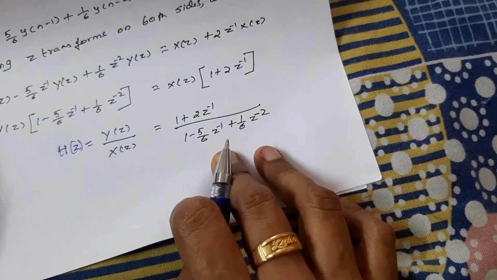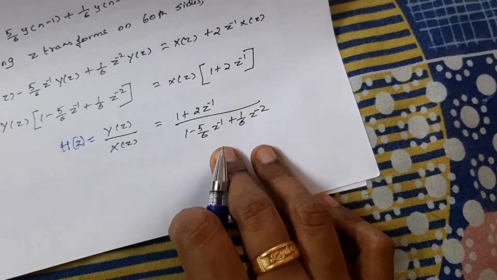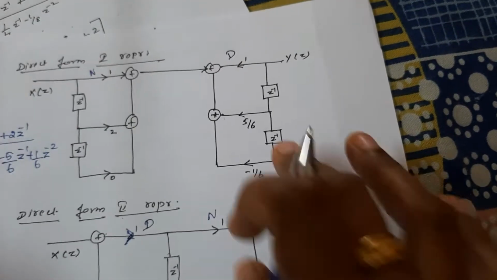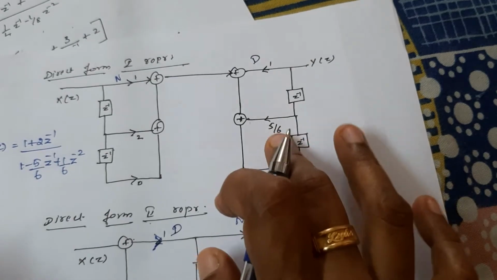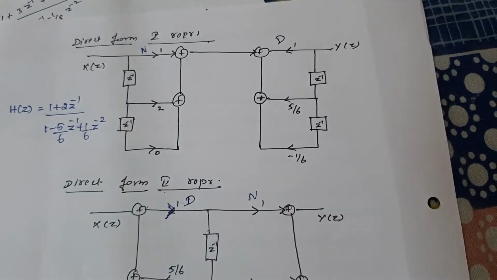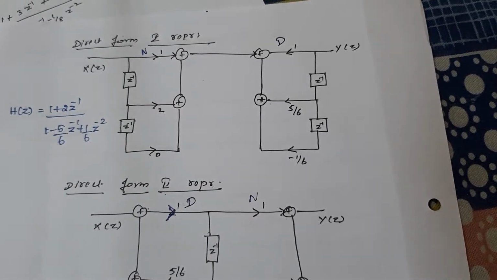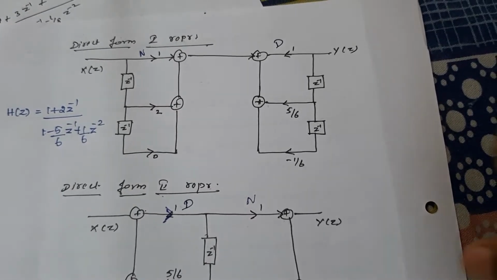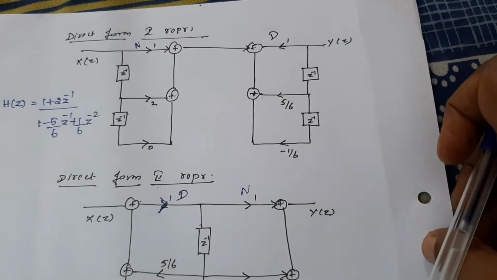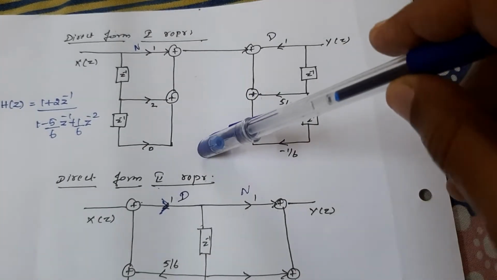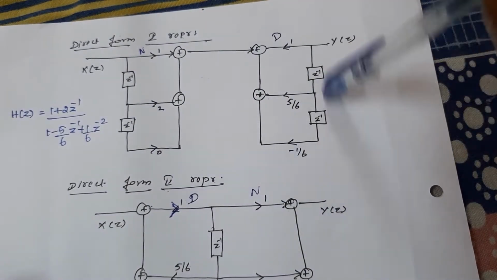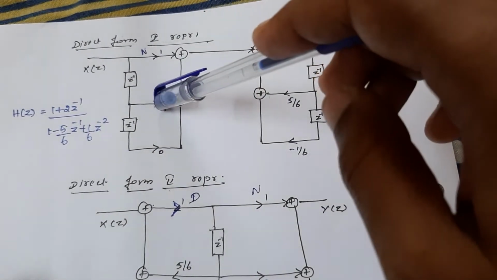Now we have to draw direct form 1 and direct form 2. While drawing the block diagram, first we want to draw the direct form 1 block diagram. For this our H of z value is 1 plus 2 z inverse divided by 1 minus 5 by 6 z inverse plus 1 by 6 z power minus 2. Now we can draw the diagram. For direct form 1, this side you draw the numerator and this side you draw the denominator.